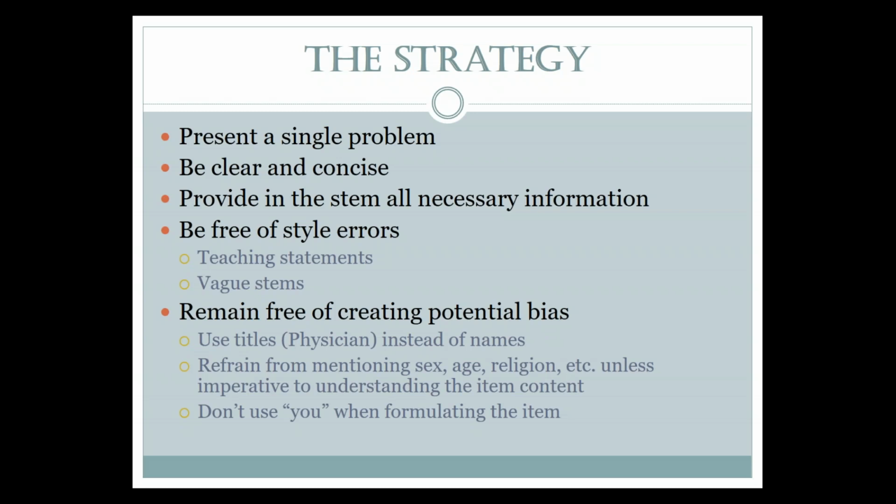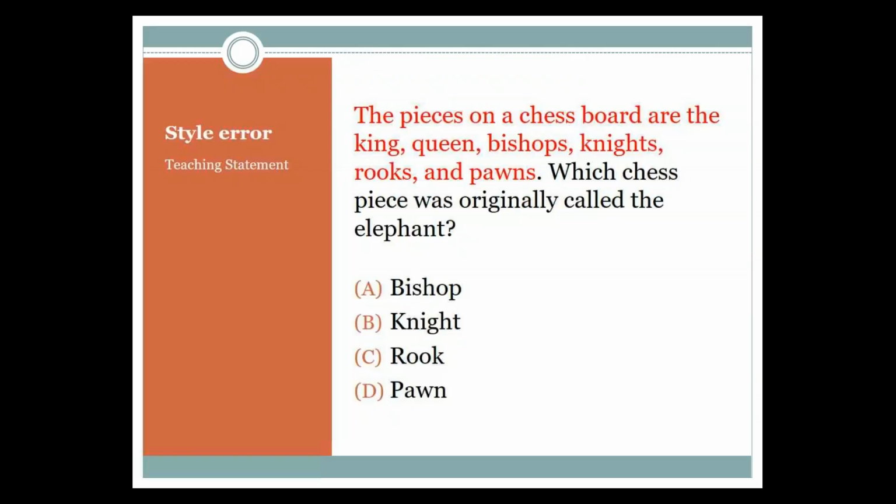And we do that by always using titles instead of names. So the physician, the surgical assistant, the patient. Refrain from mentioning sex, age, religion, all that good and juicy stuff, unless it's absolutely imperative to the understanding of the item content. We also do not use you when formulating our stems. So, no, you are a surgical assistant, you have this issue, what should you do? Because the candidate can internalize it and then argue any option is correct because you're asking them what they would do. And I would run screaming, and I know that's not the competent answer.